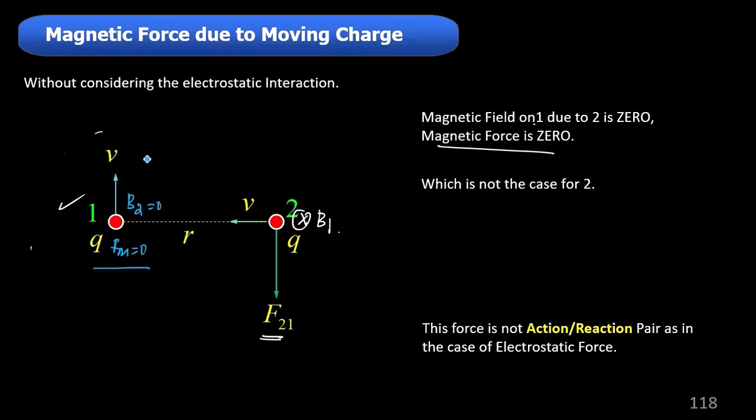So depending on in which direction I am projecting the charged particle, the force is either 0 or not 0. So the magnetic field on 1 due to 2 is 0. B2 is 0, and because of this, the magnetic force is 0, but which is not the case for 2. Okay, so that means this force is not an action-reaction pair.